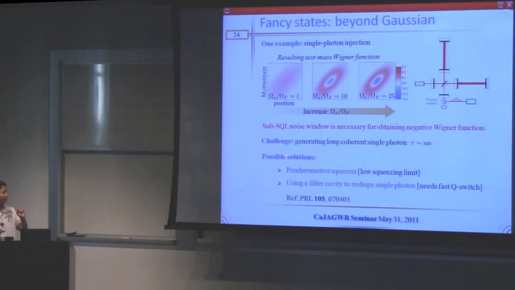But of course the challenge here is that you need to have a very long single photon. The single photon needs to have a coherence time comparable to the dynamical time scale of your test mass, which is around 100 Hertz, or tens of milliseconds. So you need a really, really long photon. If you multiply the speed of light by 1 millisecond, that is a very long photon. How can you generate this kind of long photon? Because in the lab, people have only observed photons of microsecond length.